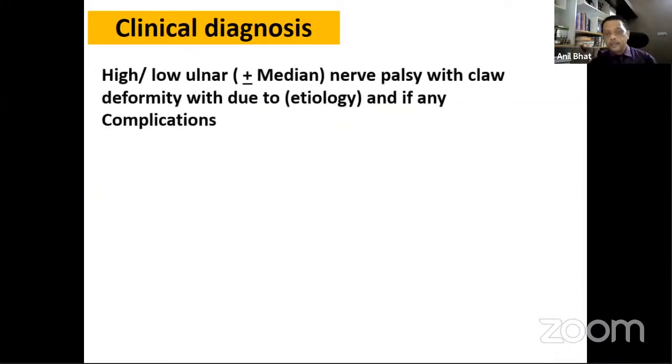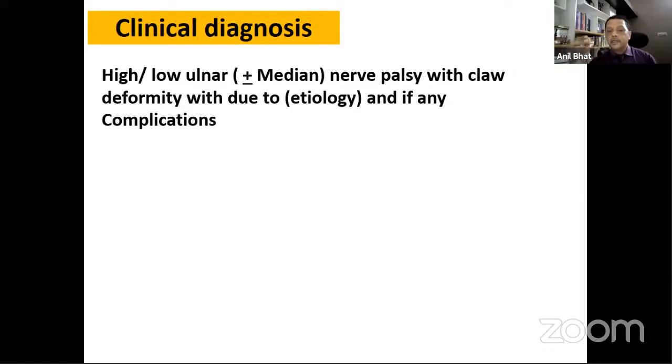So at the end of the case, you have to tell what is your clinical diagnosis. Or when we ask for a short case, we start with what's your diagnosis. Don't tell claw hand. Claw hand is not a diagnosis. Claw hand is just a deformity. So you need to tell high or low ulnar nerve palsy. If there's a median nerve, you need to tell ulnar nerve and median nerve palsy. And then you need to tell with claw deformity. So it's just a deformity with whatever. What is the etiology? Is it traumatic? Is it Hansen's? That you need to tell. And as I showed you, if there are any complications. So this is how you need to tell your diagnosis.